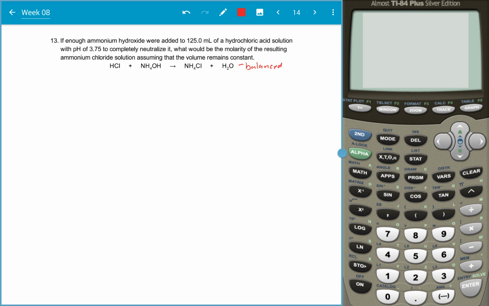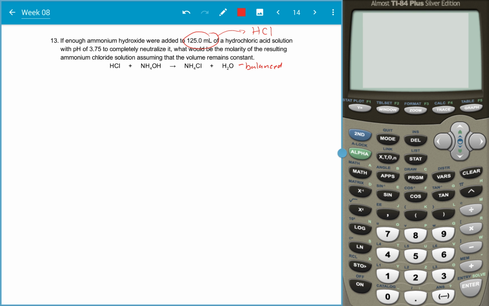Now, as I read through the problem, the number that jumps out at me is my pH of 3.75. And there's really only two things we can calculate from a pH. We can calculate a pOH if we're dealing with a base, or a molarity of the hydrogen ion if we're dealing with an acid. Now, even though this problem mentions a base, the ammonium hydroxide, that ammonium hydroxide is there to simply react with the hydrochloric acid. The grammar of the sentence shows that the volume and the pH are all referring to our hydrochloric acid.